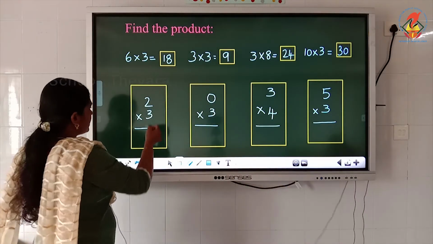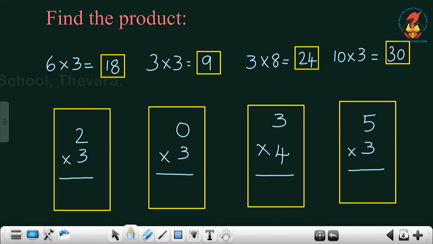Now, we will discuss some vertical questions. Here children, 2 times 3. What is the answer? 2 3s are 6. Now, 0 multiplied by 3. What will be the answer? Always 0. Now, look at the next one. 3 times 4. What will be the answer? 4 3s are 12. Now, 5 3s are. What is the answer? 15.